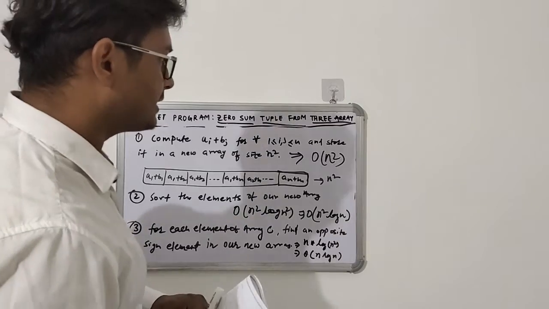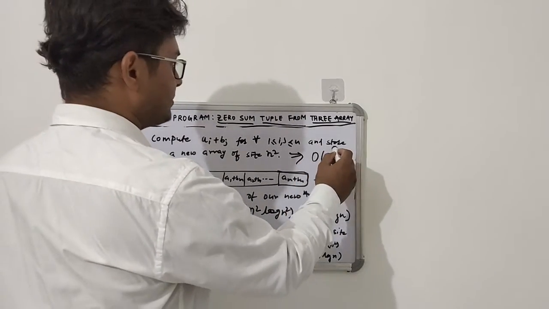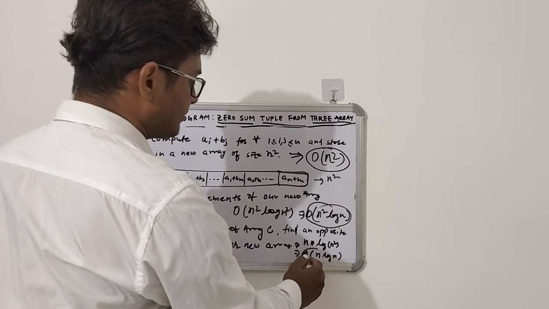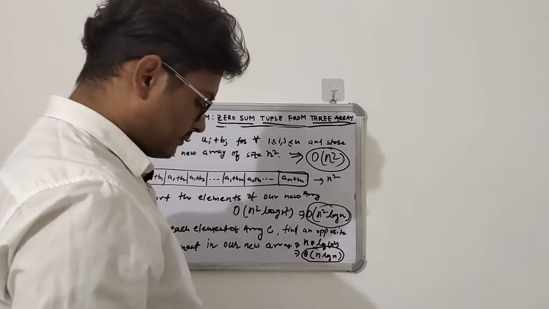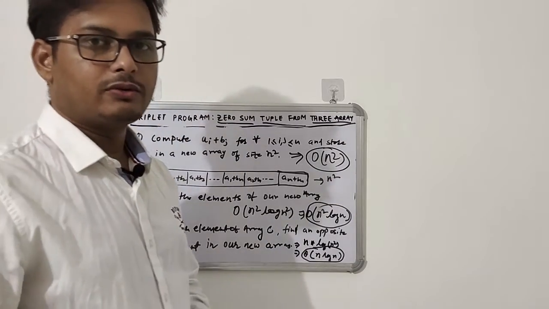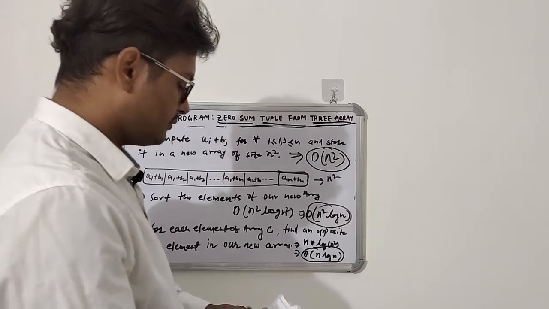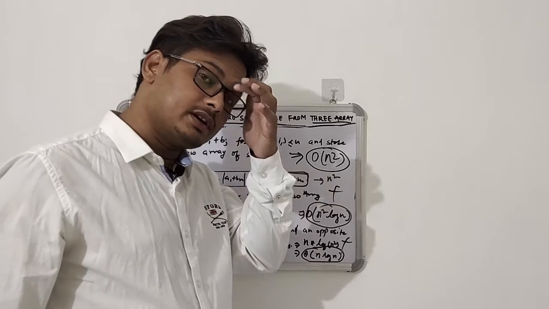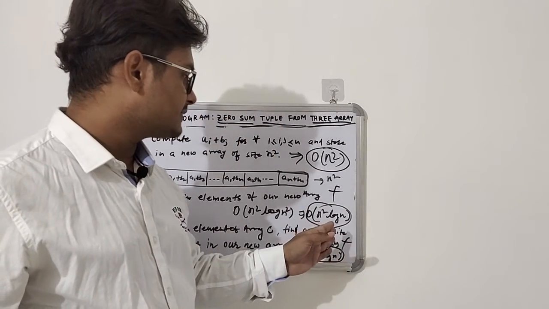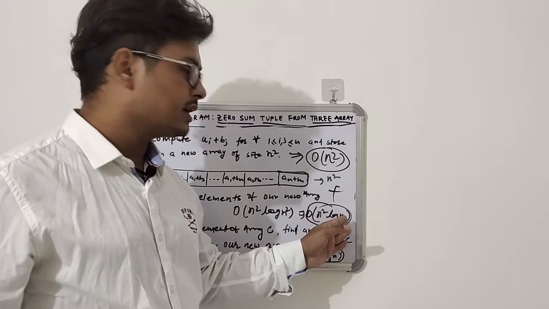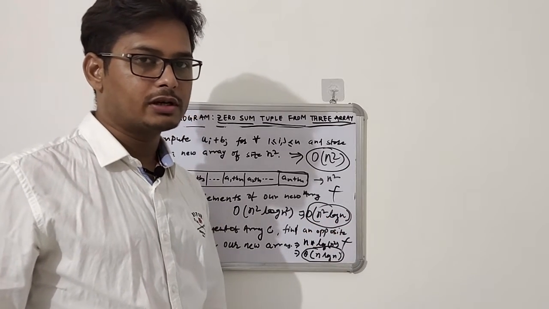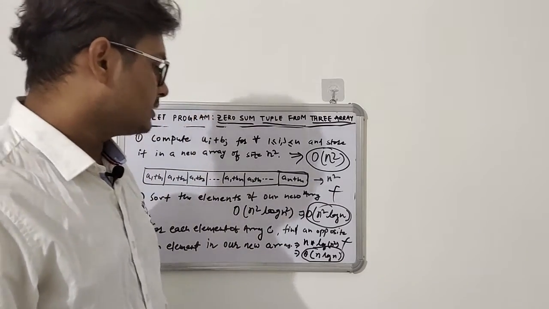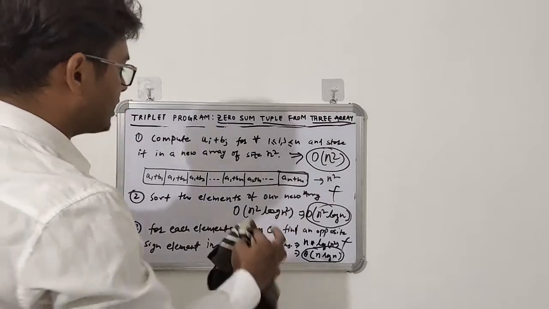Now we can see that the first step is going to take order of n square, the second step takes n square log n time, and the third step is going to take n log n time. We have to sum all these time complexities and see which one is the dominating term. You can see here order of n square log n is the dominating term, so the overall time complexity will be order of n square log n.